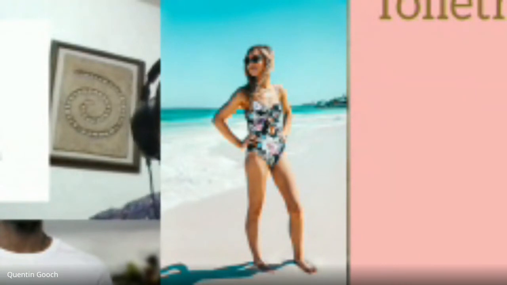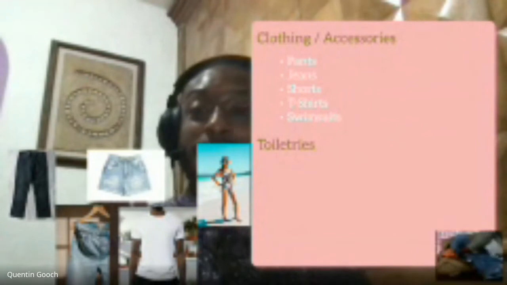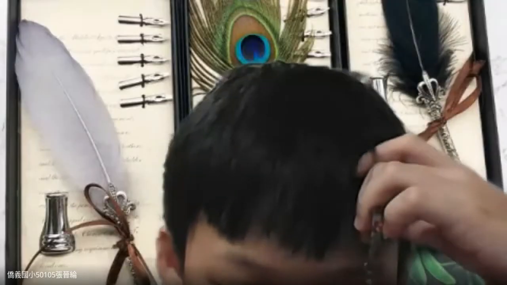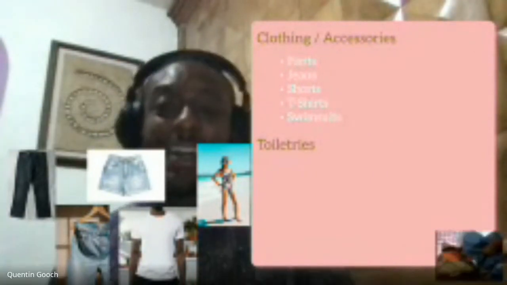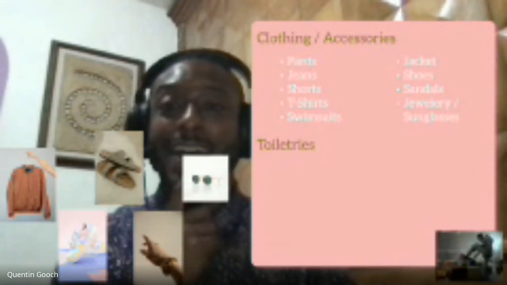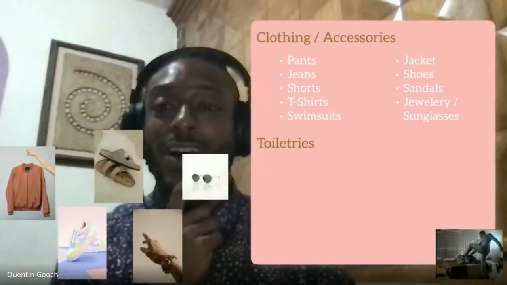Okay? Last one. What about this? What is this? Yes. Swimsuit. Yep, a swimsuit. Very good. So we've got 5 categories. We have pants, jeans, shorts, t-shirts, and swimsuits. All right. So far, so good. Now, let's look at some other clothing and accessories. All right. Now, here's our list of words that we can have. Let's see. What are these?